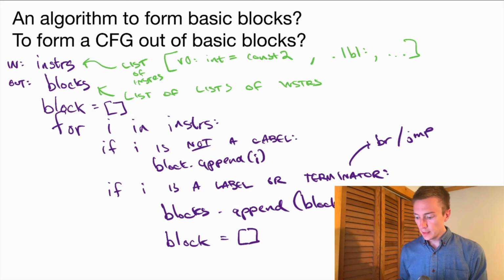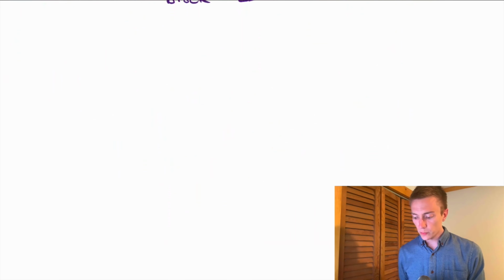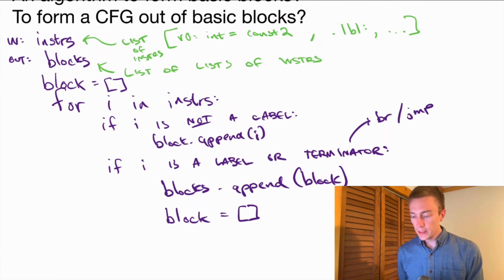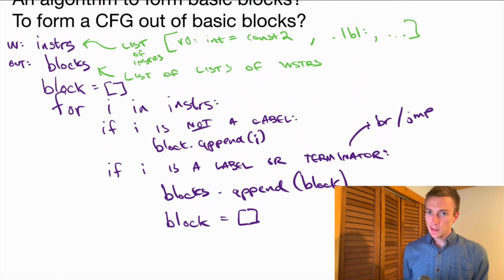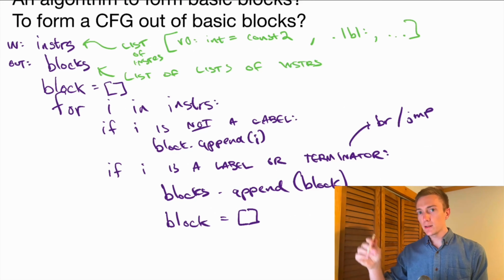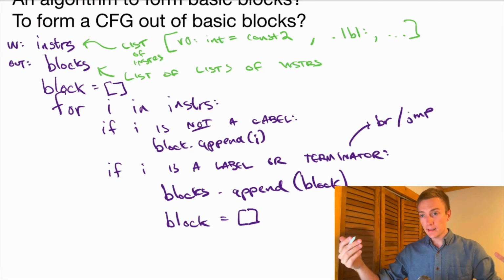The next thing that we're going to do is use that list of blocks to form a control flow graph. To do this, I'll just give you a hint, we're going to need an additional data structure that we didn't need when we were forming basic blocks, which is to map from labels to basic blocks. That is, we're going to need to know which labels mark the beginning of which basic blocks.